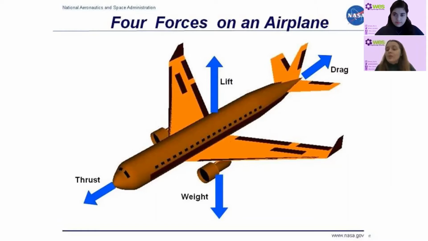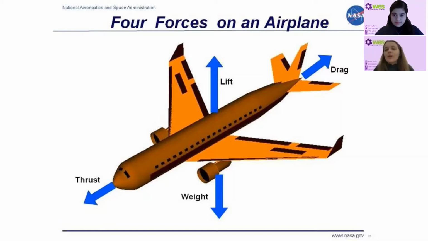And the last one is drag, and that acts backwards on the aircraft. That's any sort of air resistance that you get. So if you were riding a bike and you're going faster, you'll feel more air pushed towards you. And that's essentially the basics of it.